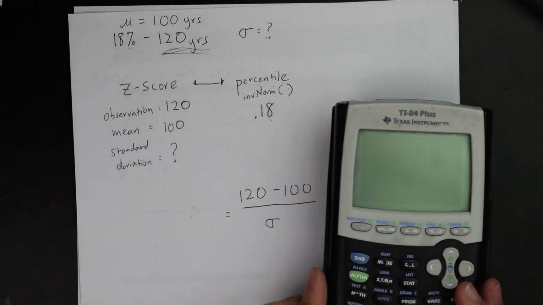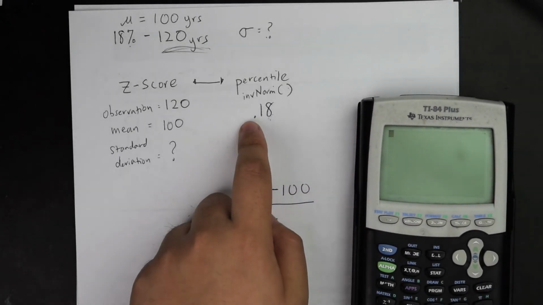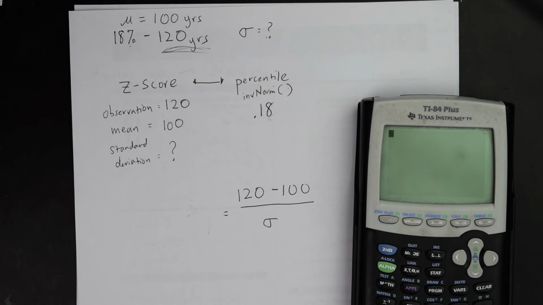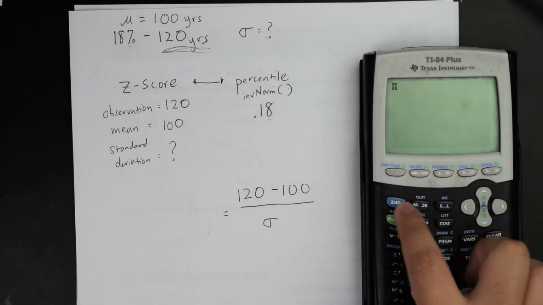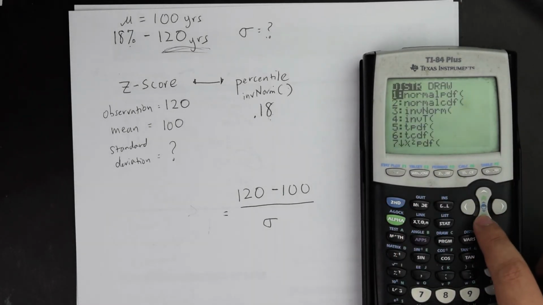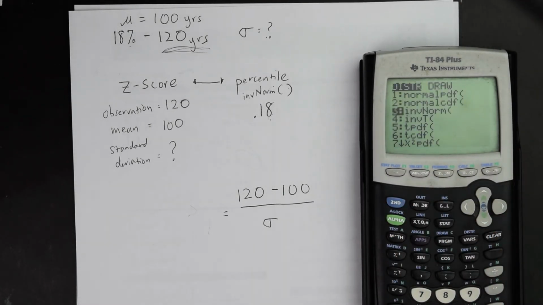So to do that, as I mentioned, I'm going to use the inverse norm functionality. On my calculator I push second, go to vars, and on number 3 there's a function called inverse norm. I'm going to punch in 0.18 because they did mention that, and it's going to be this value. But that being stated, I'm looking at the question. It states that 18% will live up to that value, right?